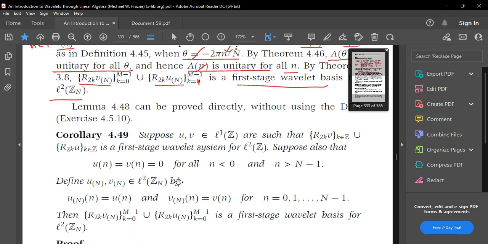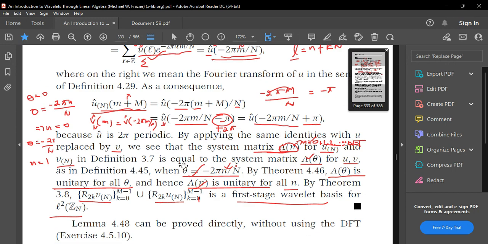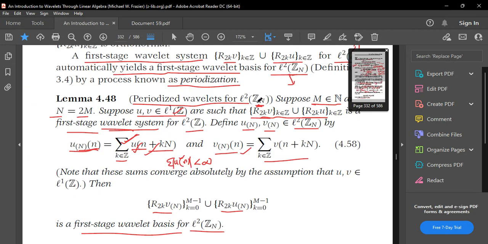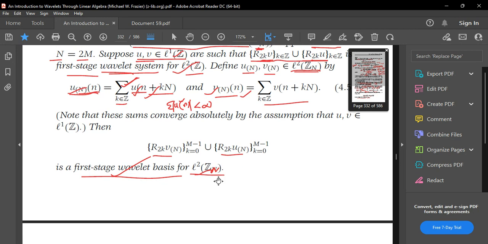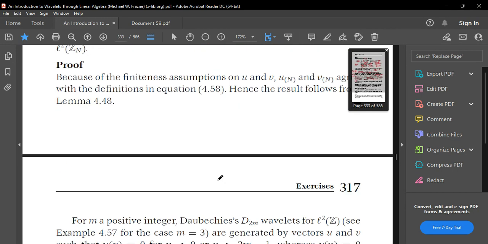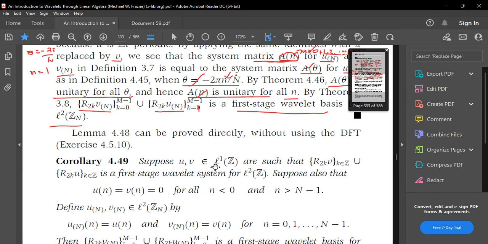So what we have proved is that if we have u and v such that R2k v union R2k u is a first stage wavelet system for the infinite space L2 of Z, we can construct un and vn for the discrete space L2 of Z_N such that it will be a first stage wavelet basis for L2 of Z_N for the finite case also. Now we have to prove the corollary also.